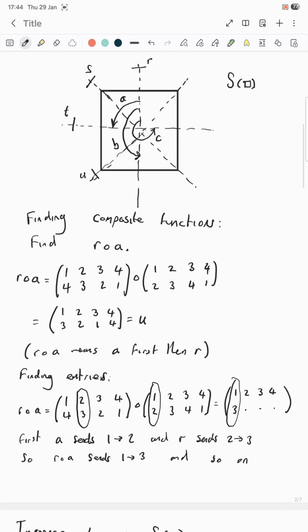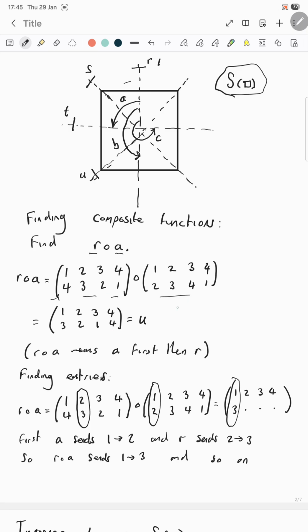Here's one for a square. It's drawn a little bit better, this. R, S, T and U are our reflections, and our rotations are A, B and C, and this contains our set S squared. Now we're finding composite functions, R composite A, so we go ahead for the reflection and our rotation A. So we're plugging in these values. This is R and this is A.